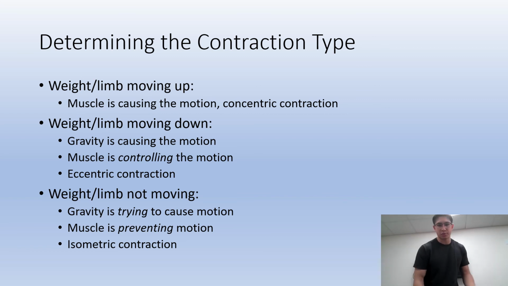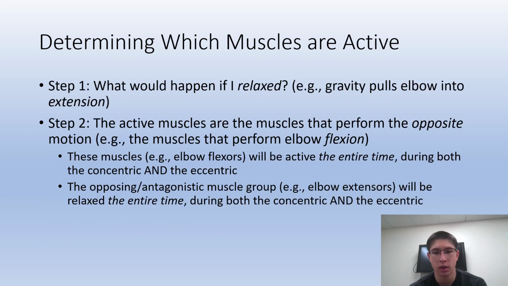And the last one I think is pretty obvious. If the weight or the limb is just not moving and I'm holding it still like this, then gravity is trying to pull my elbow into extension, but my biceps are preventing that motion. So in this case, the muscle is performing an isometric contraction where there's just no motion and no change in length. Okay, this is actually the last set of rules. I promise we're almost done with these slides.